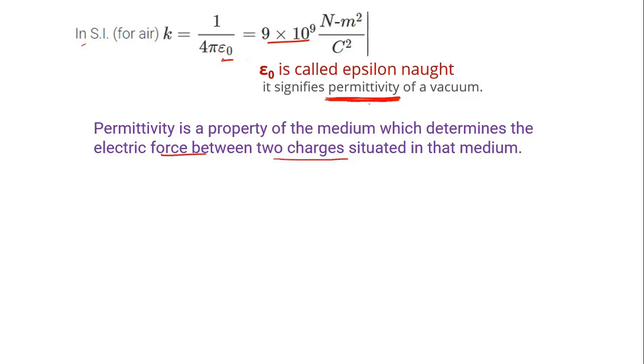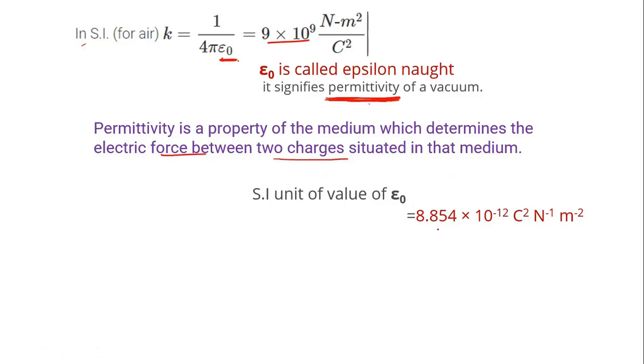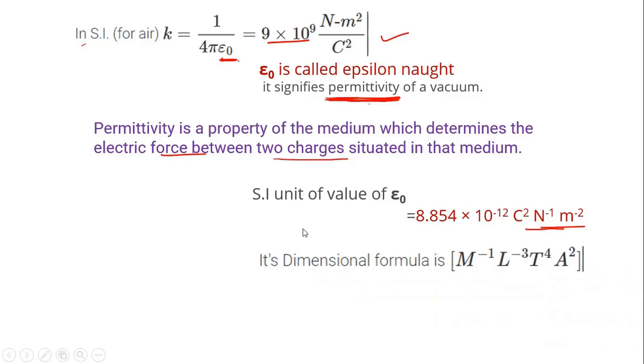Now, I hope the meaning of this epsilon naught might be clear to you. If the charges are present in any other medium, then we have epsilon. So, the force between the two charges may vary. It depends on medium to medium. The SI unit of epsilon is Coulomb square per Newton per meter square. See here, the unit of epsilon naught and the unit of K are reciprocal to each other. So, it is very easy to remember these units. Please remember the values and the units, as they can be asked in the exams.